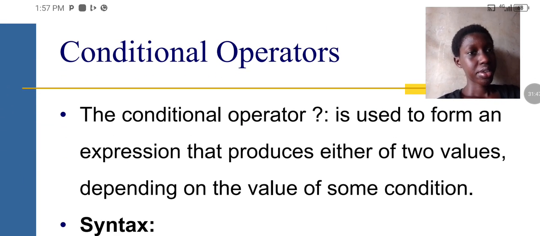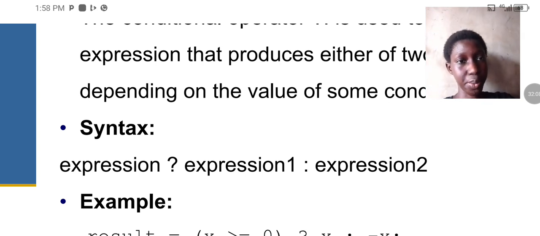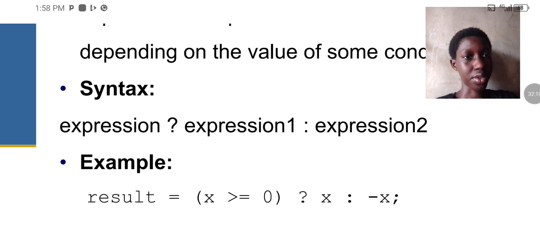For the conditional operators, we say it's used to form an expression that produces either of two values depending on the value of some condition. So the syntax, or how it's programmed, is the expression, then the expression. Like we're saying result equals, right?